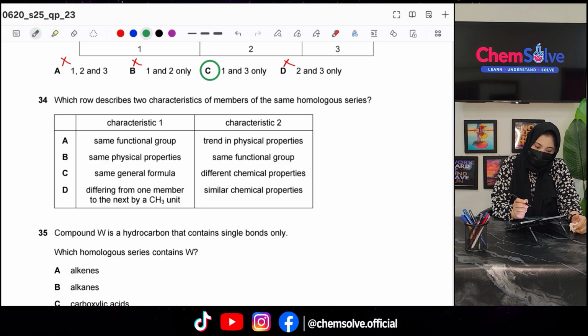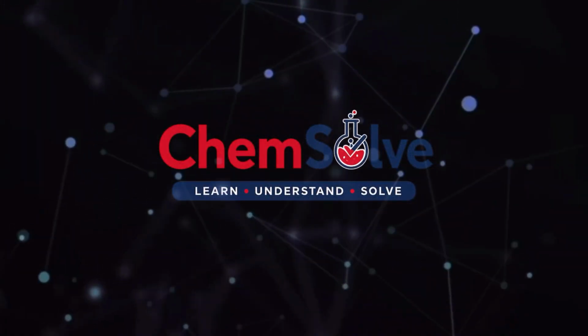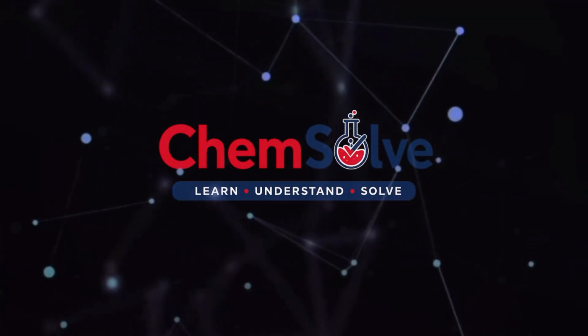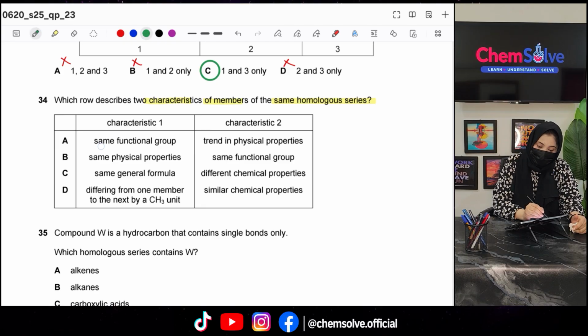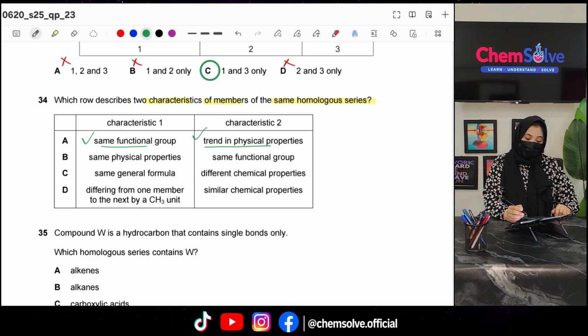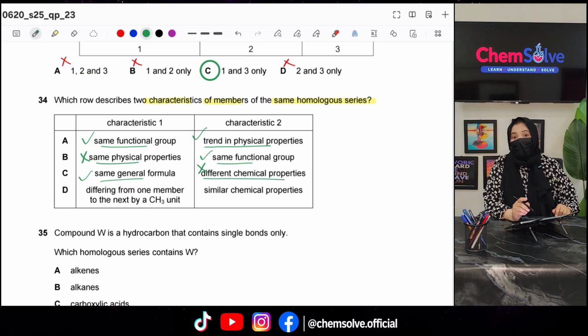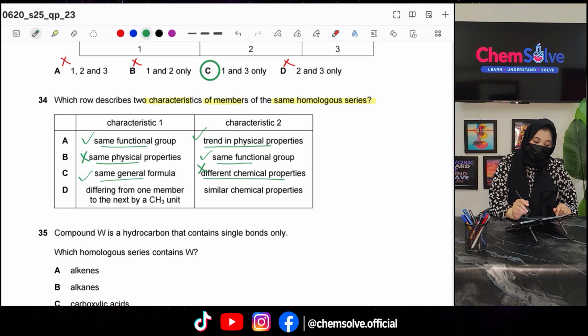Question number 34. Which describe the two characteristics of the members of the same homologous series? Same homologous series, they have same functional group, yes. Trend in the physical properties, yes. It seems to be the correct option, but look at the other one. Same physical property, no. They have a gradual change in the physical properties instead. Same functional group, yes. Same general formula, yes. Different chemical properties, no. All the members of the same homologous series have the same chemical properties. So this is incorrect.